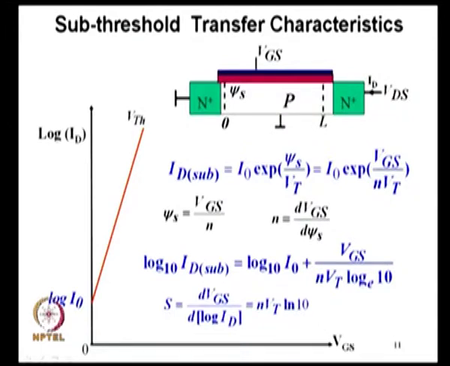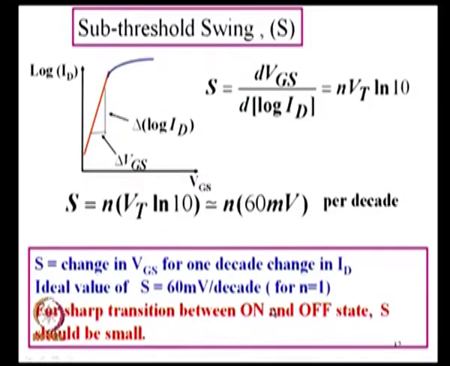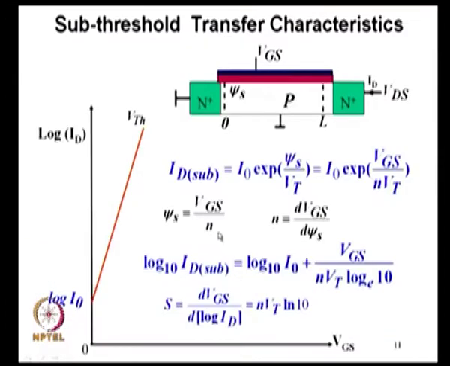And from here you can see what is Vt log 10. Vt is kT by Q, about 26 millivolts at room temperature. Lower temperatures, of course, it will be reducing. Okay. And Vt log 10, we will see what it is. So, subthreshold swing is n Vt log 10.